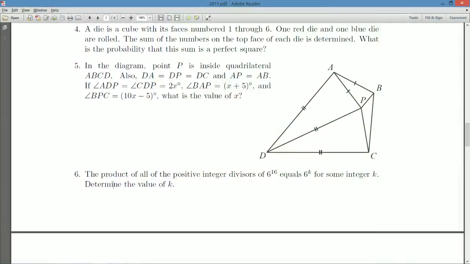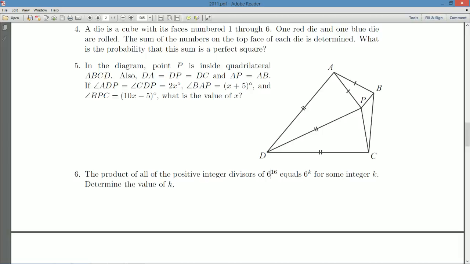The product of all the positive integer divisors of 6 to the power of 16 is equal to 6 to the k for some k. Determine that value of k. So the product of all the positive integer divisors of 6 to the 16 is of the form 6 to the something. We just need to figure out that exponent.